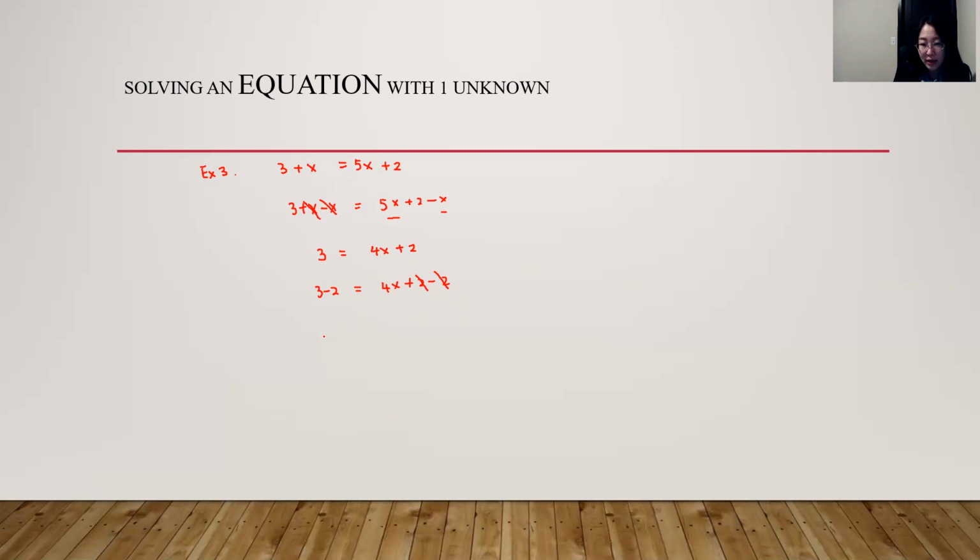So on the left-hand side, 3 minus 2 is 1. The right-hand side is 4x. We're going to divide both sides of this equation by 4. So it's 1 divided by 4 for the left-hand side and 4x divided by 4 for the right-hand side. And then 4 divided by 4 is just 1. So the right-hand side becomes x. And our solution is x equals 1 divided by 4, which is 0.25. So that is basically how we solve an equation with only one unknown variable.